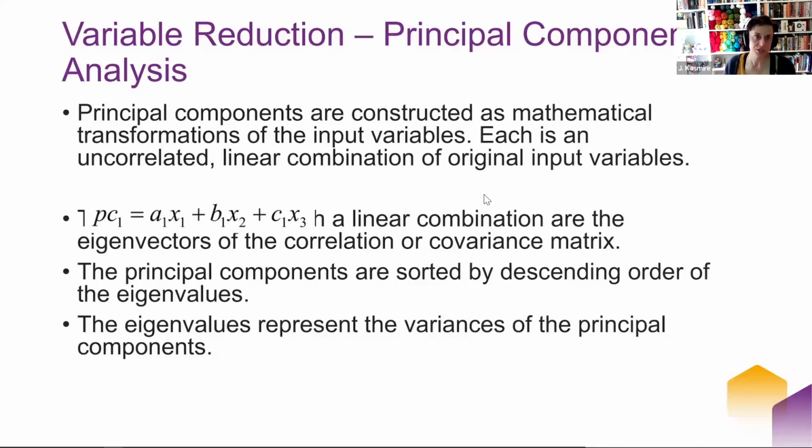So another reduction option is principal component analysis. If you're familiar with principal component analysis at all, it's a bit of an abstract concept. It's a mathematical transformation, and you sort of sort them. There's a lot with eigenvalues. It gets really esoteric sounding at one point. But okay, hang on, I've got a description here. Principal components are constructed as mathematical transformations of input variables. Each is an uncorrelated linear combination of original input variables. Components can be written as a sum of loadings onto variables. Coefficients of such a linear combination are the eigenvectors of the correlation or covariance matrix.